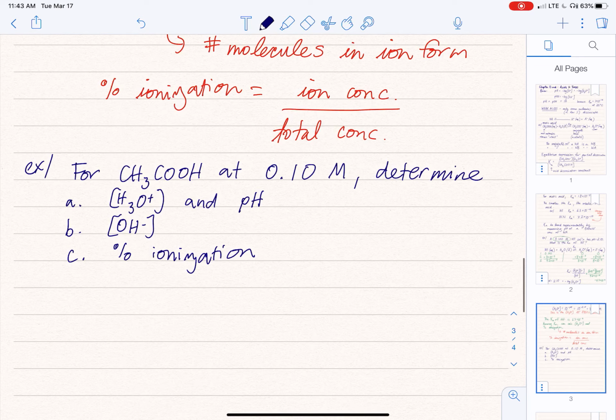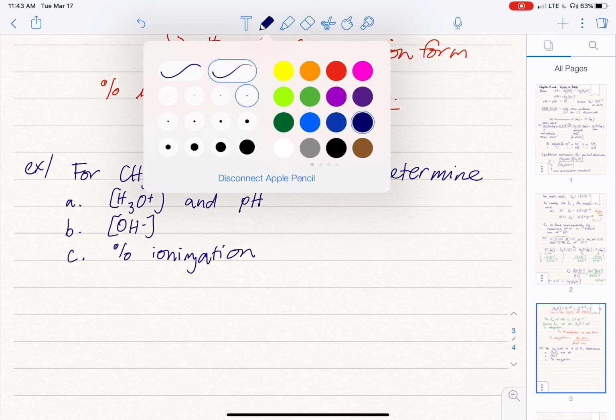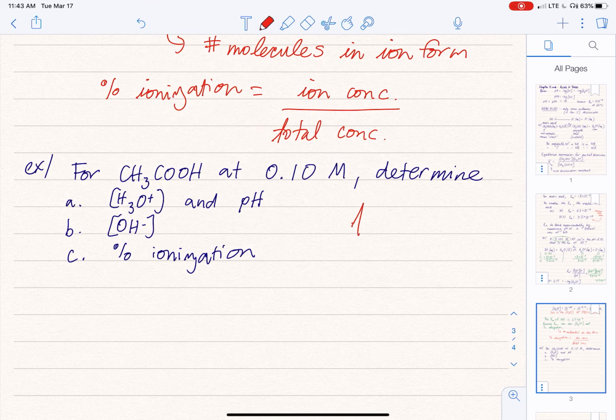So whenever you're given a problem like this, the problem might not say it, but you always want to assume that you are at lab temperature, 25 degrees, okay? The reason we're making that assumption is because at 25 degrees, we have the Kw, which you're going to need to do this problem, and the Kw, of course, is the ion product constant for water, and that's 1 times 10 to the minus 14.